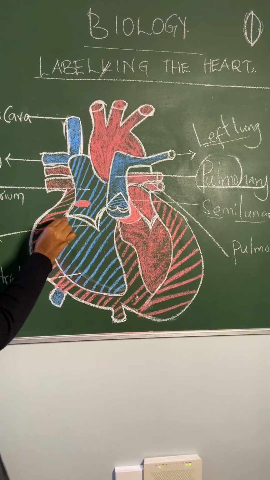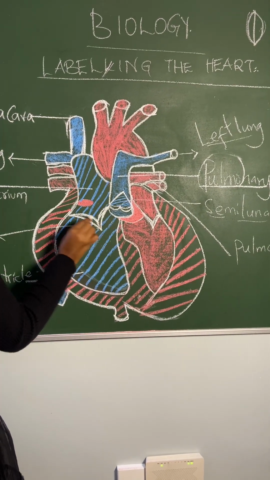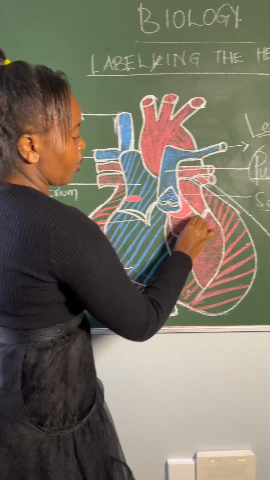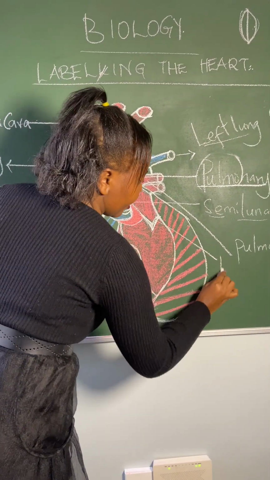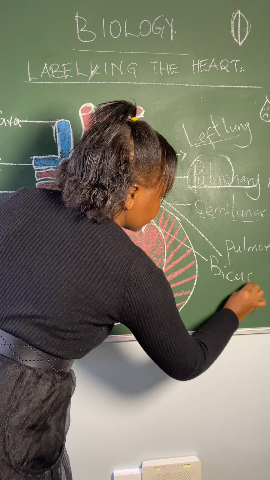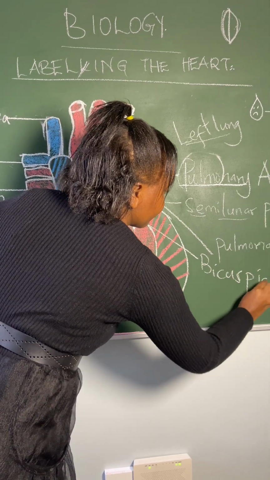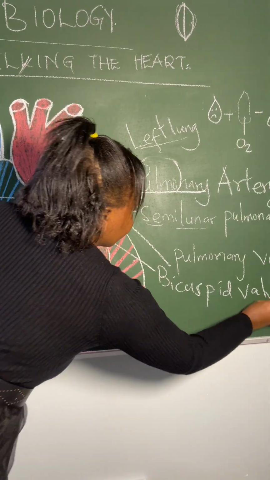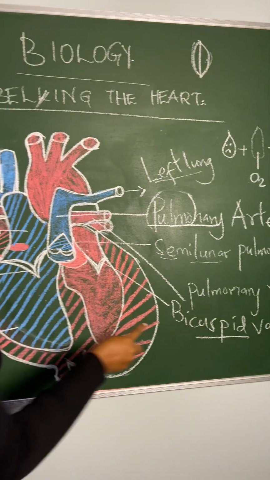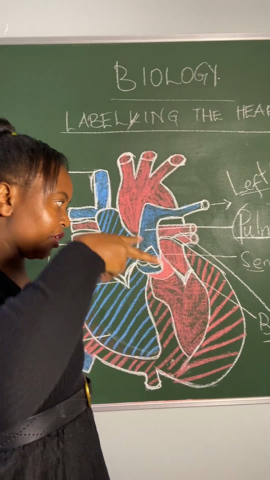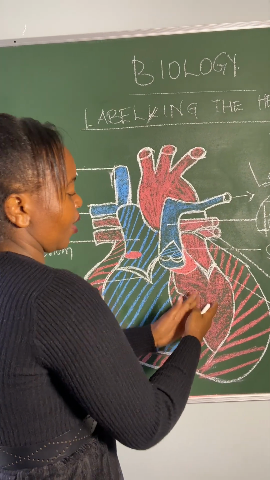So this one was 1, 2, 3 tricuspid. So this one is 1, 2 bicuspid valve. Cuspid means point. Bi means 2. So it's a 2-point valve. It opens, and blood enters here into the ventricle.